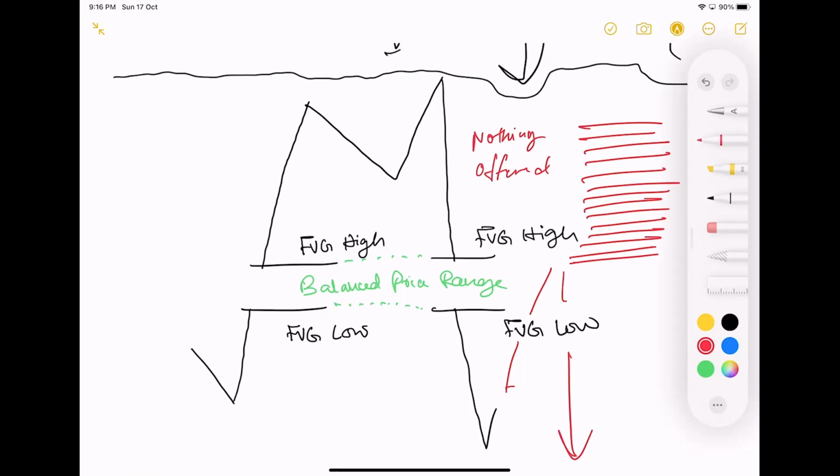Meaning that they have to line up. Only if they line up, they are considered balanced. Okay, if they don't line up, then just forget about it. Then price will go higher or lower. Okay, you guys get it, right?